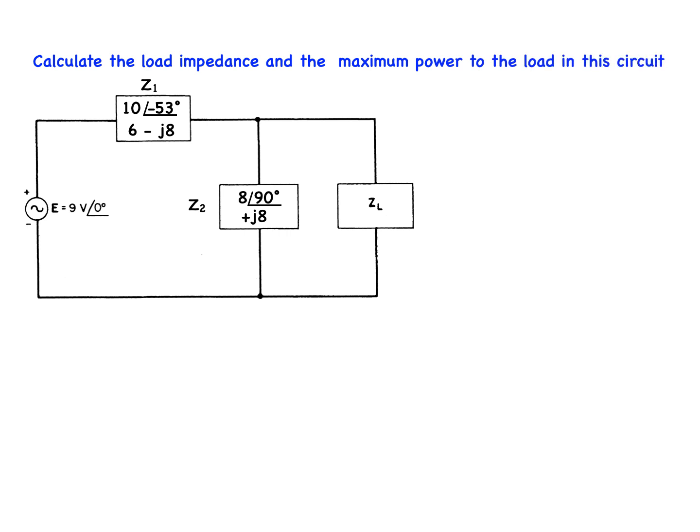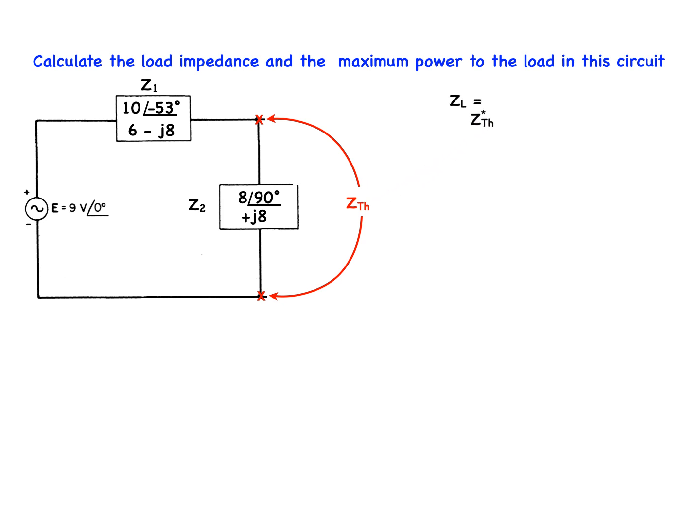The task in this problem is to calculate the load impedance for maximum power transfer to the load in this circuit. The maximum power theorem, when applied to AC circuits, states that the maximum power will be delivered to a load when the load ZL in this case is the complex conjugate of the Thevenin impedance across its terminals.